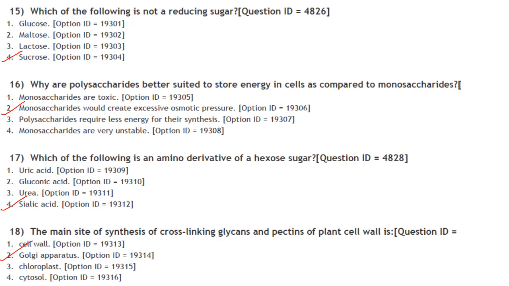Then next one. Which of the following is an amino derivative of a hexose sugar? So it is sialic acid. Sialic acids are a class of keto acid, alpha keto acid sugars. Answer is option 4. The main site of synthesis of cross-linking glycans and pectins of plant cell wall is the Golgi apparatus. Answer is option 2.